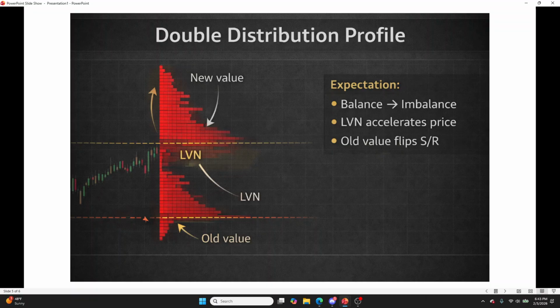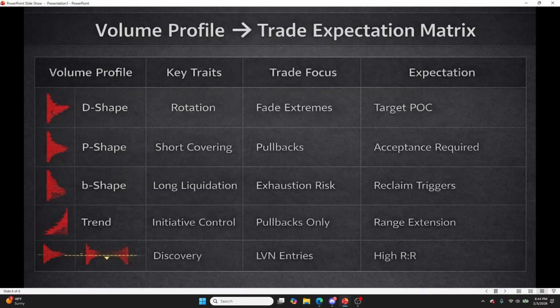So the expectation would be a balance and imbalance and then back to a balanced state, right? The low volume node accelerates price one way or the other, just like we discussed prior. It's the most beautiful aspect of this price pattern. And then old value will either flip support or resistance. So what was prior support? If it held it, that's your probability, and that's your extreme probability to be in that trade.